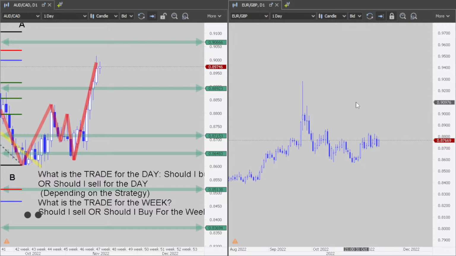Or are you trying to enter the market? Are you trying to buy the market? Are you trying to sell the market on the Euro GBP? Julius and everybody else, what is your vision on Euro GBP? What is the trade for the day? Should you be buying Euro GBP or selling Euro GBP for the day? And what about the week? Should you sell for the week or buy for the week?